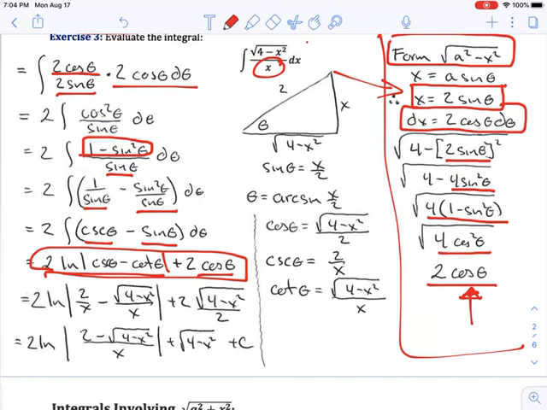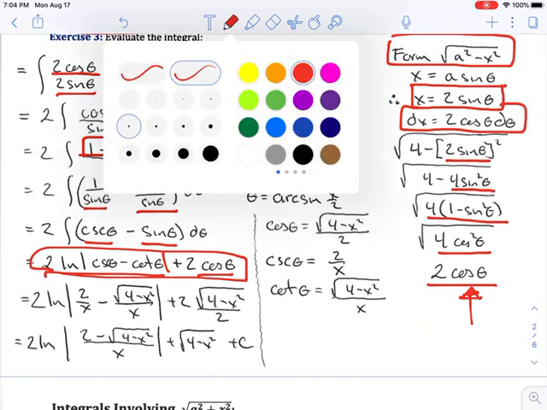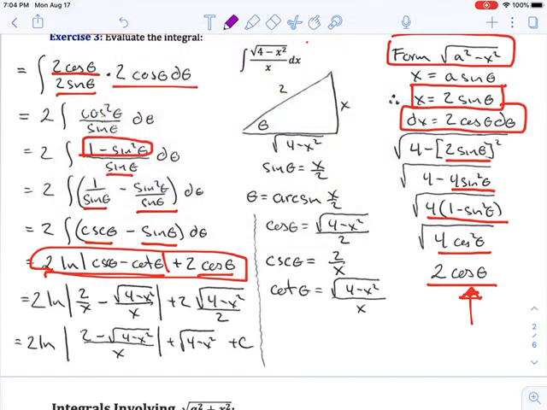But it's all in terms of thetas. We now need to go back and turn it back into x's. So how do we do that? We go to our right triangle. In our right triangle, what do I need here? I need a cosecant, I need a cotangent, I need a cosine. Well, I'm starting off with sine. I know what sine is, so I can identify the 3 sides of my triangle. From that, I can figure everything else out.